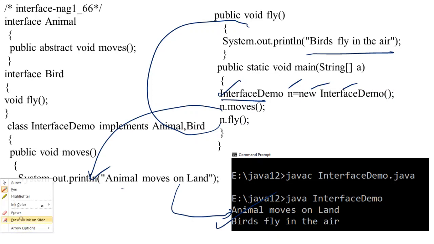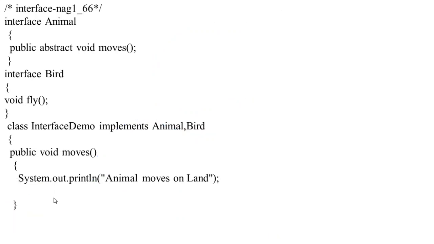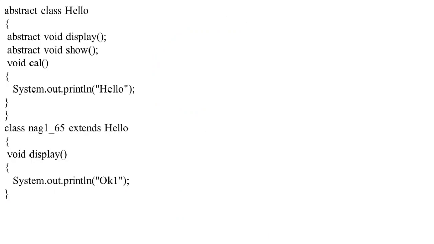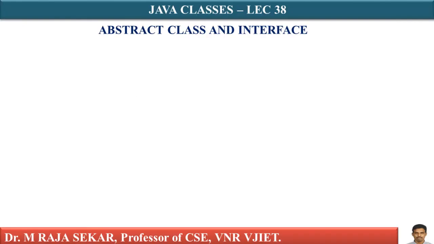Now, let me write the differences between abstract class and interface. Let me say my first difference is this: an abstract class can have abstract and non-abstract methods.